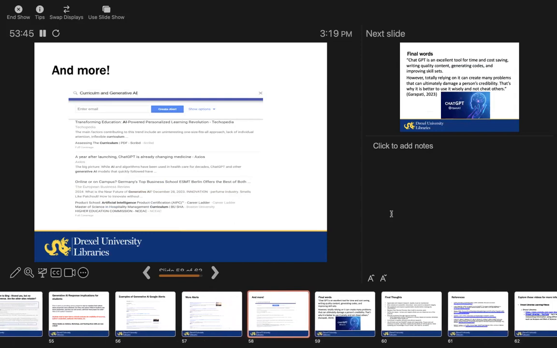And then I used another keyword: curriculum and generative AI, implications for teaching, transforming education, AI-powered personalized learning evolution. A year after launching, ChatGPT is already changing medicine. Online or on campus, top business schools offer the best of both. Yes, the solution is the best of both, in my opinion, and so on. So finally, what I'm trying to say here is use ChatGPT, use AI, but be careful in how you use it. Be responsible and don't assume everything. This is the next slide.